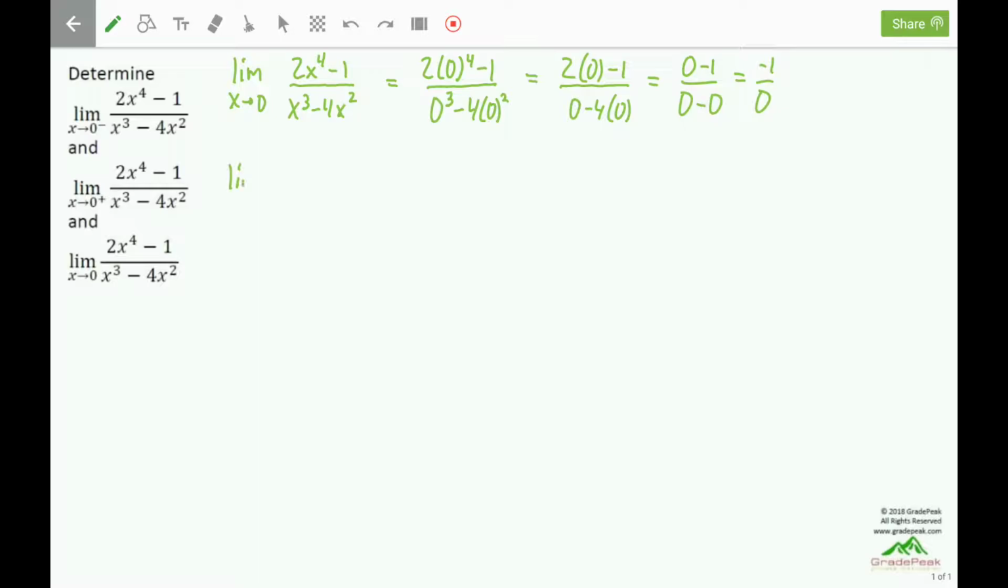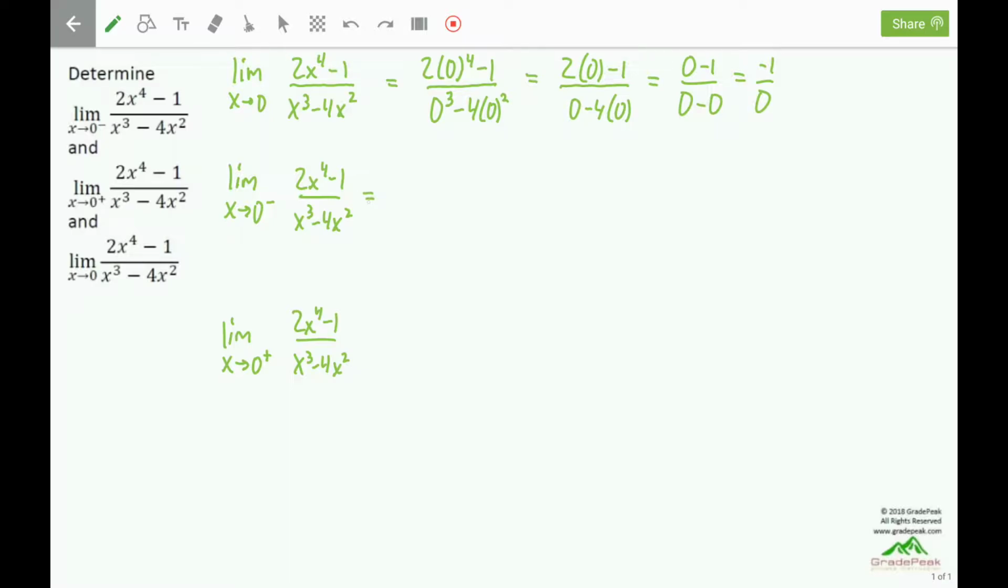We have the left-sided limit indicated by the negative superscript on the 0 of the 2x to the fourth minus 1 over x cubed minus 4x squared. We have the right-sided limit of 0 indicated by the positive superscript on 0 of 2x to the fourth minus 1 over x cubed minus 4x squared. Let's start with the left-sided limit.